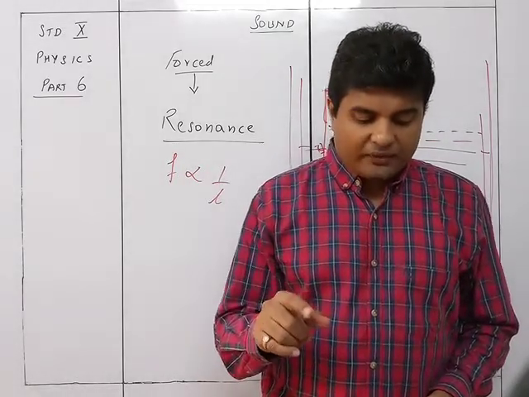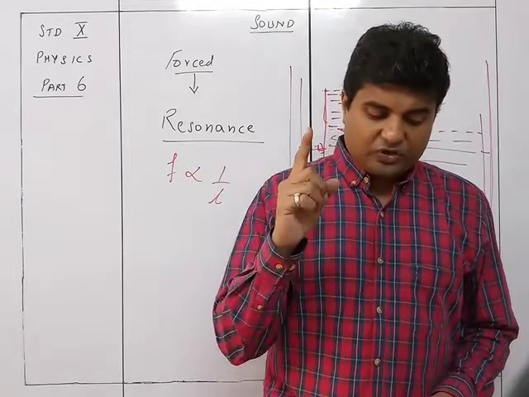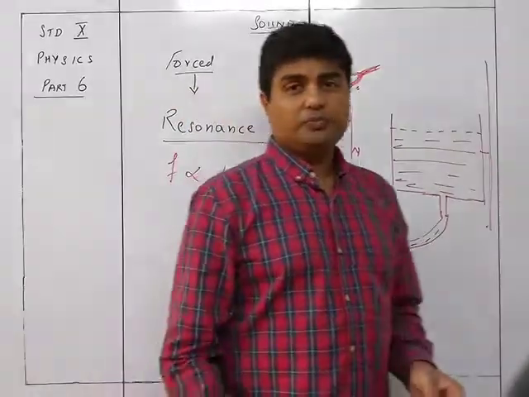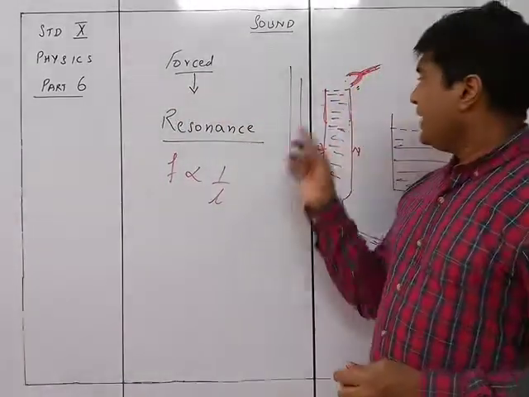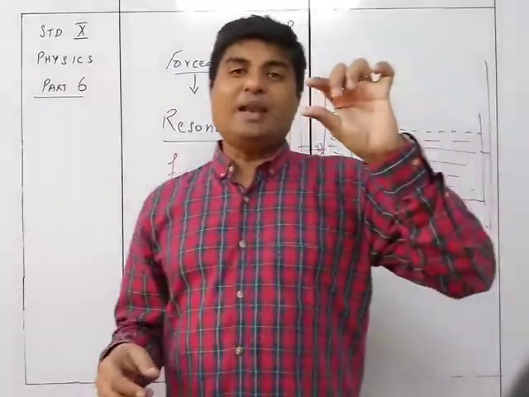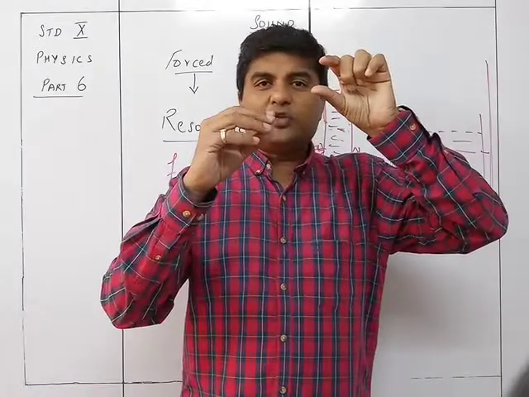But when the length of the air column in the tube becomes 3 times the previous one, the loud sound is heard again. So what is the observation? The observation will be, suppose at 10 millimeter, if I am able to hear a loud sound, at 11 millimeters the loud sound will go away.